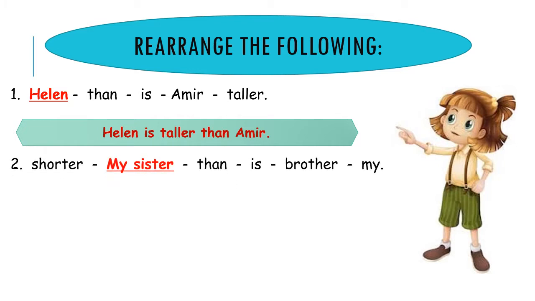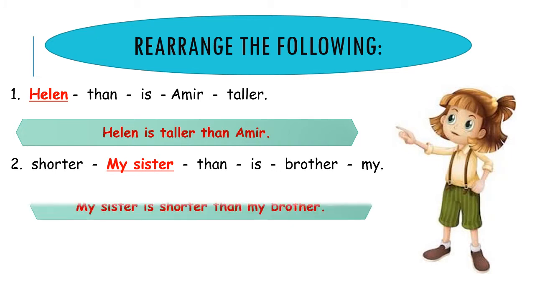Number 2, shorter. My sister than is brother and my. Start with my sister. My sister is, where is the adjective plus er? Yes, very good, it's shorter. So my sister is shorter, plus than. Yes, my sister is shorter than my brother. And full stop, very good.